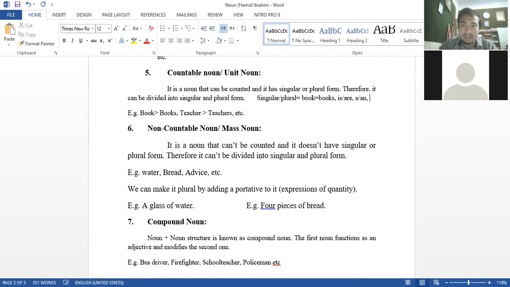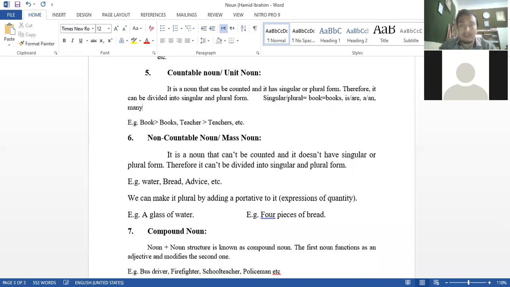In the same case, you can use for countable noun many, which is equal to a lot of. And this is also equal to lots of. There are many books, there are a lot of books, and there are lots of books. The choice is all yours.